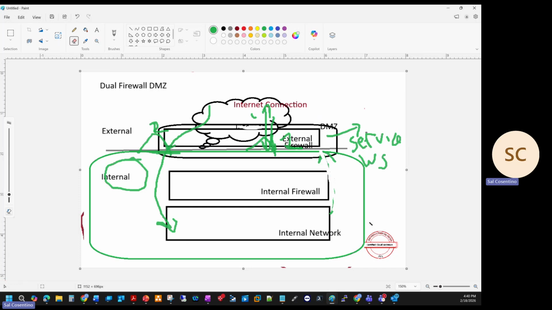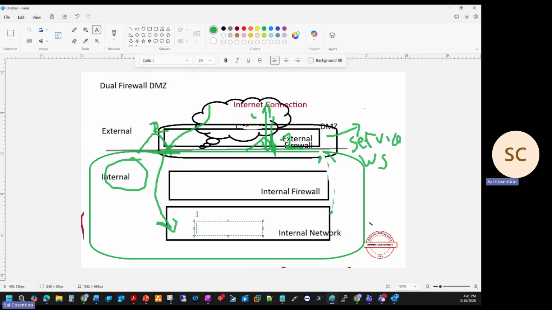The internal network is where the private data stays. So this is where our private data is going to stay. We'll have our services like our web servers inside our DMZ, and then we'll have our internal network, which will have our private data, right? We'll have employees' computers.